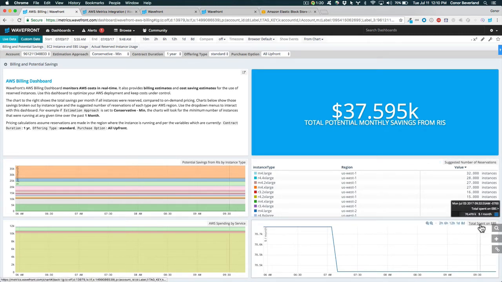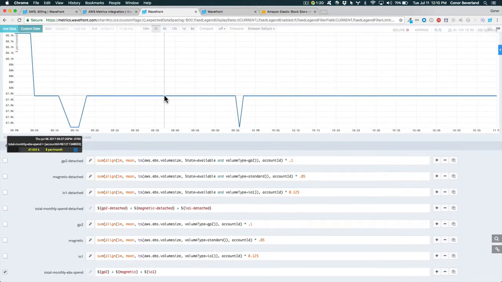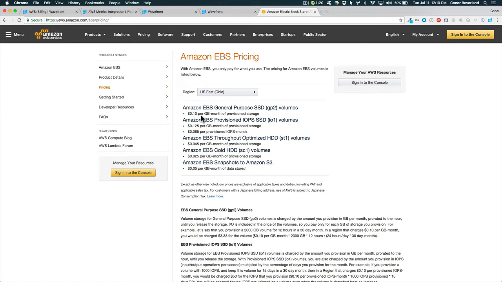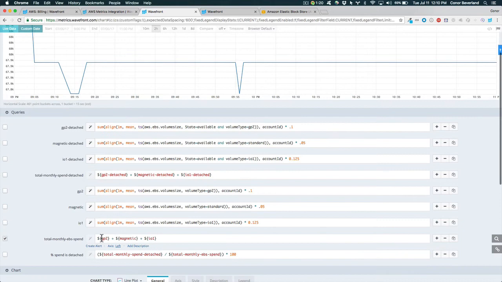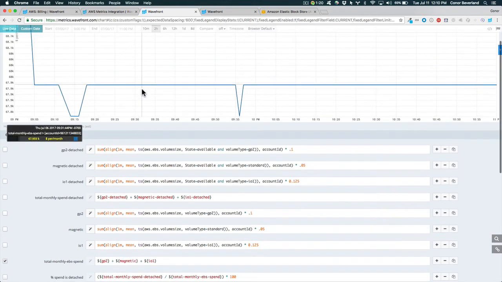Let's drill in on this EBS number a little bit, because one of the things we introduced recently was the ability to actually detect detached volumes with this data. This graph is more detailed than the previous one, and it's actually breaking out the cost by the different volume types. So you can see the GP2 pricing is just 10 cents per gigabit per month, etc. And what we're graphing here is the total monthly EBS spend, which is somewhere around 68K a month.